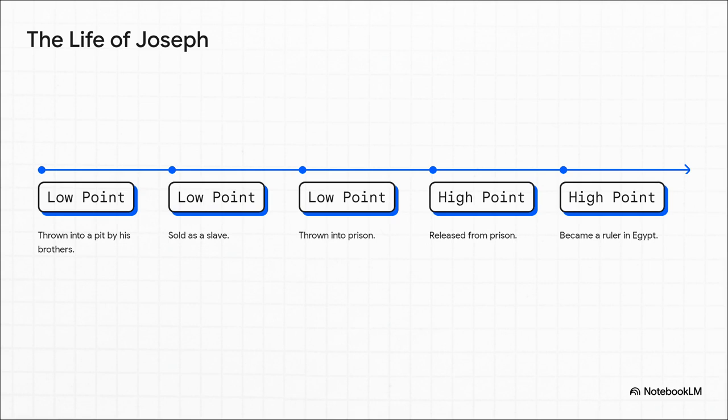He gets thrown into a pit by his own brothers, sold into slavery, and then ends up in prison. Talk about some serious low points, right? But then, everything flips. He gets out of prison and eventually becomes this incredibly powerful ruler in Egypt. It's that journey from the absolute worst to the absolute best that makes his story such an amazing teaching tool.